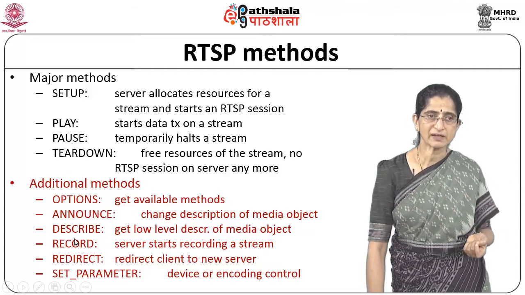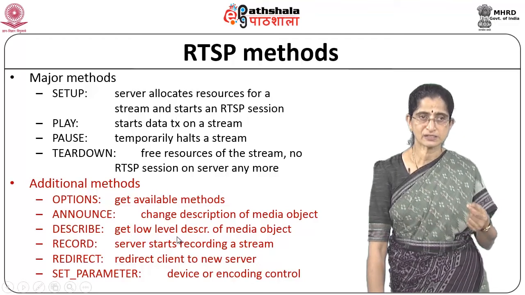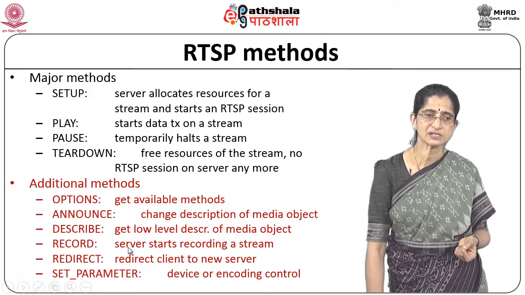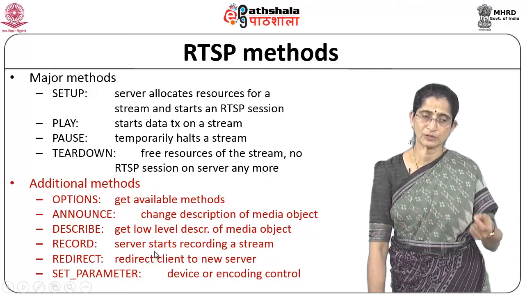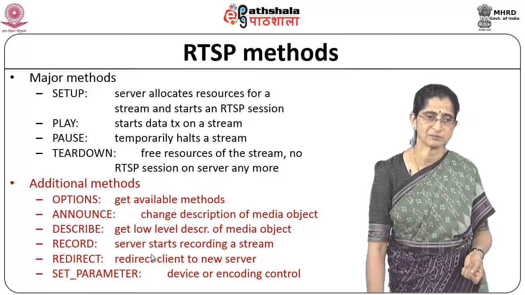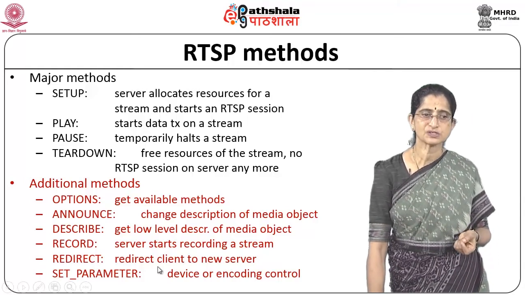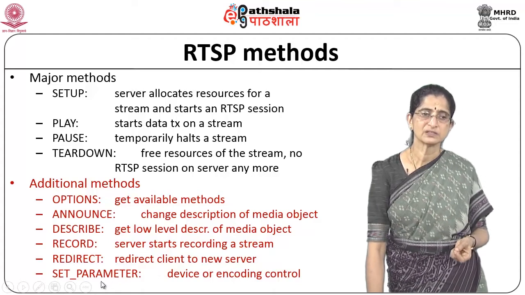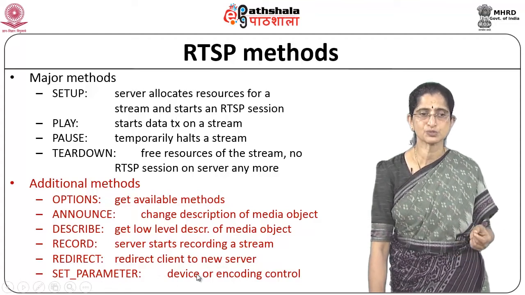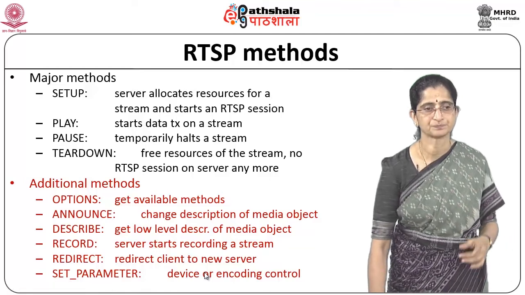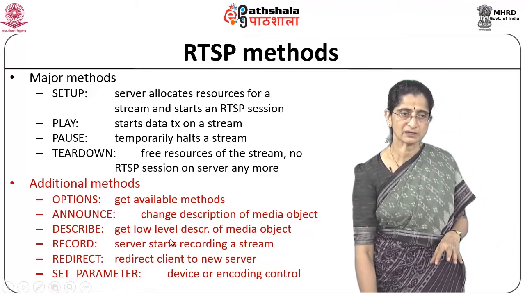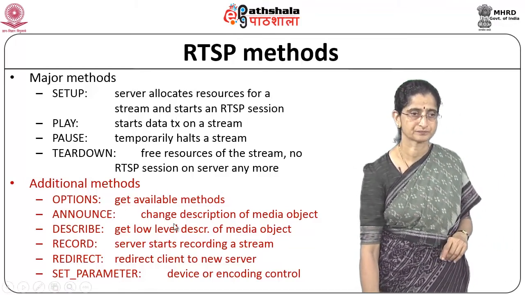Then you have a describe method, which is used to get some low level description of the media object. A record method, which is used to tell the server to start recording the data stream. And then there is a redirect, which is used to redirect the client to a new server. And there is something called set parameter, which is used for device control or encoding control. Some parameters can be set. So these are the different RTSP methods that we have.